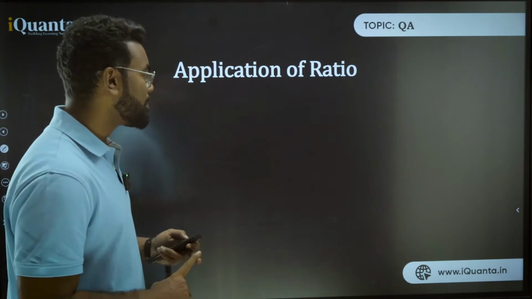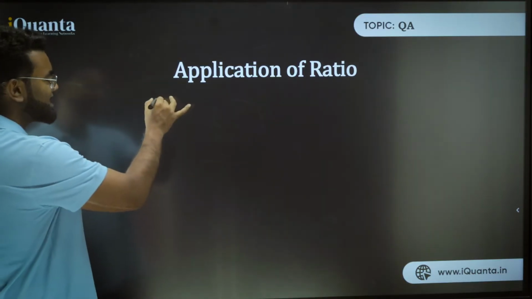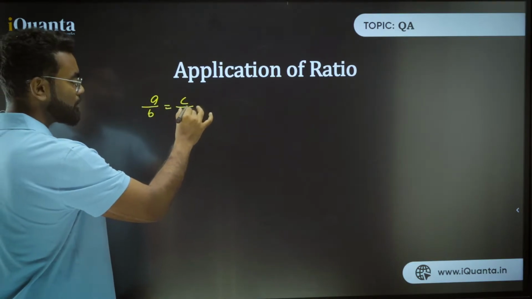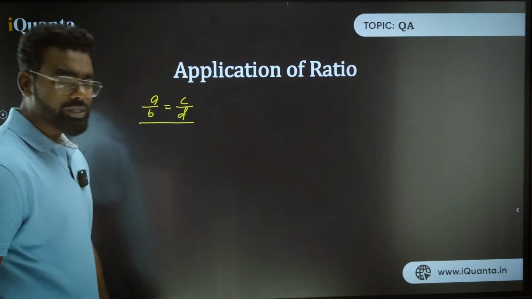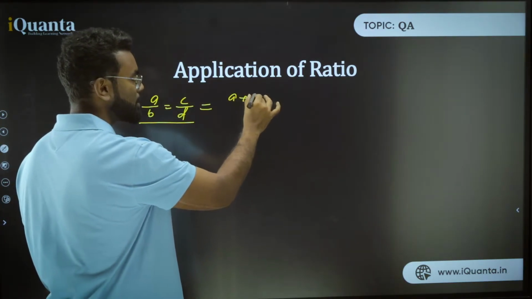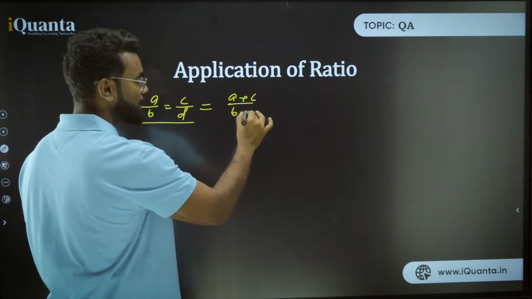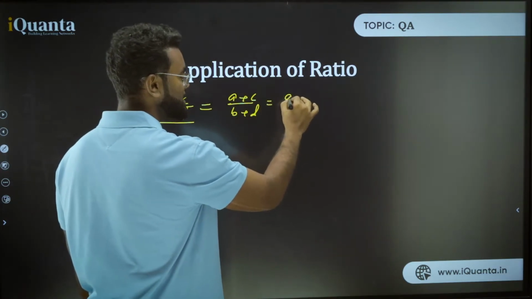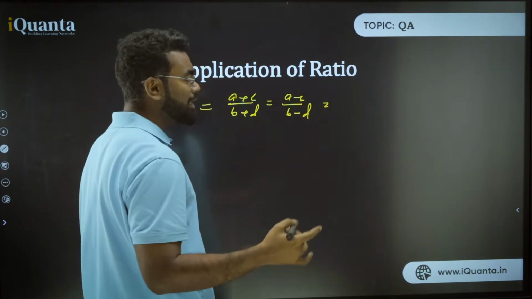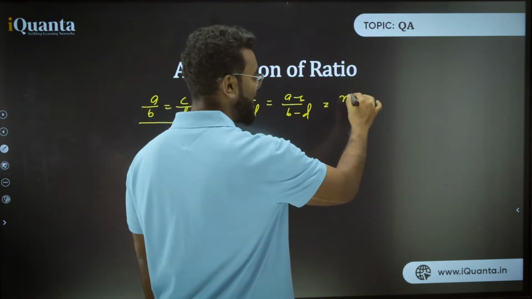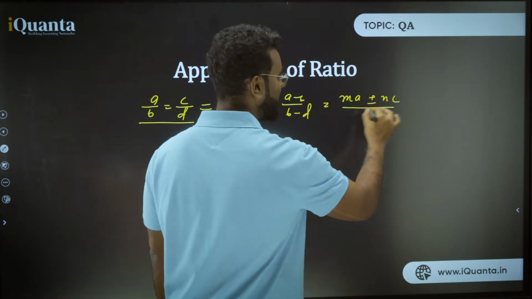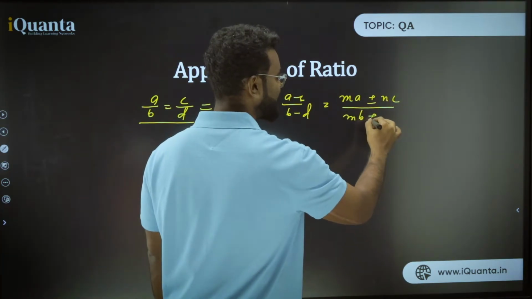So let me give you some examples of it also. The first thing is that, let's say I have A upon B is equal to C upon D. Understand it very carefully. A upon B equals C upon D. So in this case, we can write it is also the same as A plus C upon B plus D. It is also the same as A minus C upon B minus D. It is also the same as any kind of linear arrangement on it. That means MA plus minus NC upon MB plus minus ND.